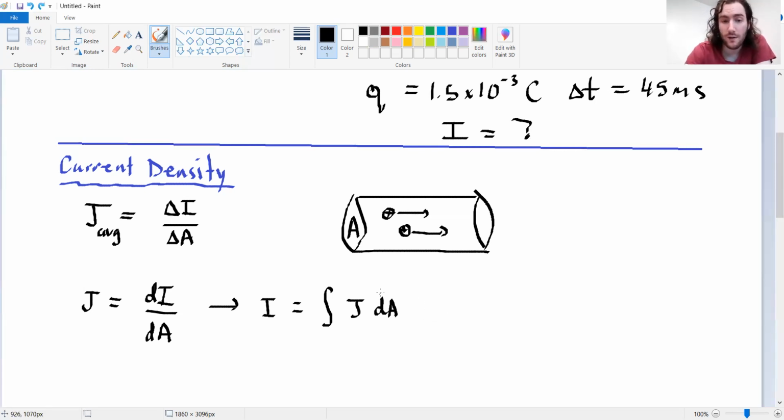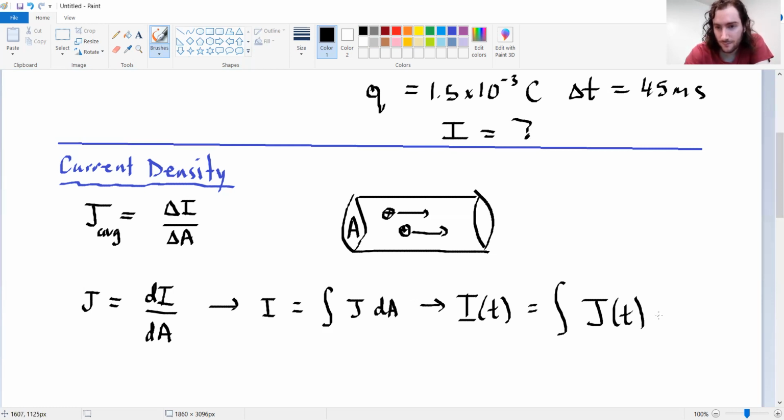Now, there is one more thing that we should probably acknowledge here, and that is that in this case, we could have a current which depends on time. And of course, the current density could depend on time as well, right?